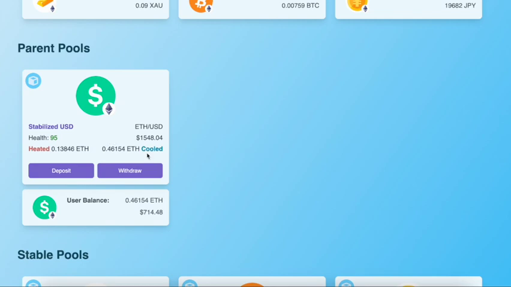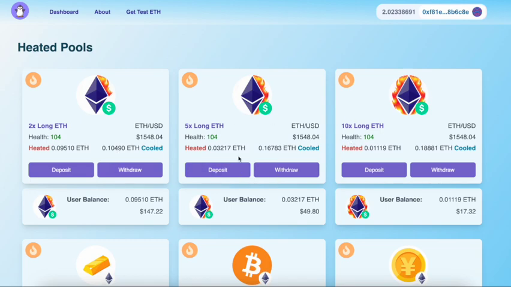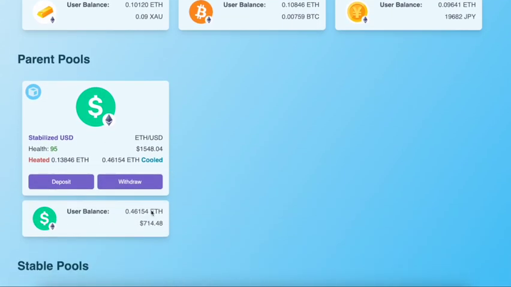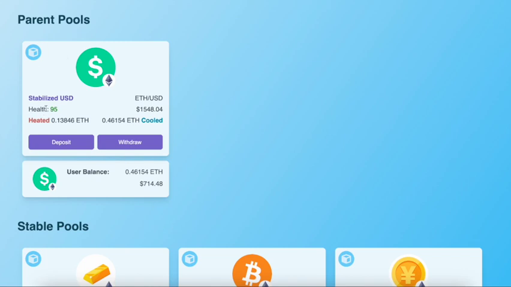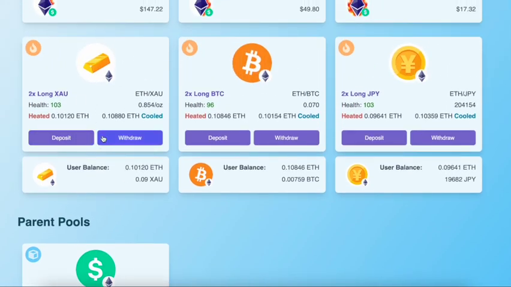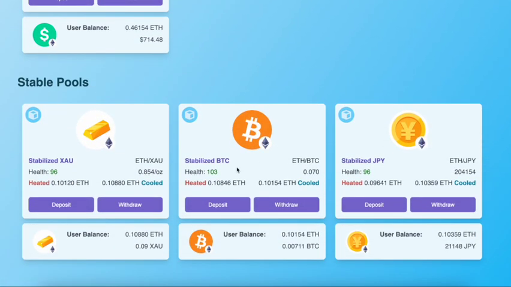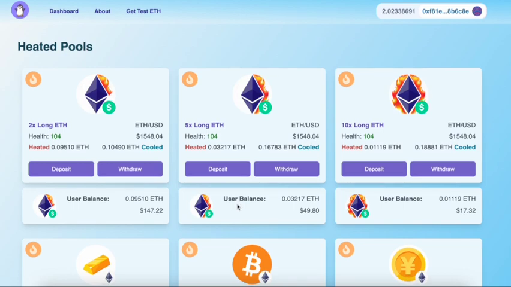And so you can see we have a lot more cooled ETH in this pool here to serve these heated ETH pools right here. But what we're going to see as the price moves, that this value right here, $714, is going to stay quite even. And we have the health of 95 right now, which means it's going to perform very well. It's going to stay right at around $714. And if the health falls, that creates an opportunity and creates the incentive for natural balance to come back to the ecosystem.